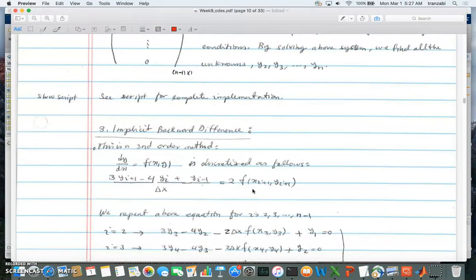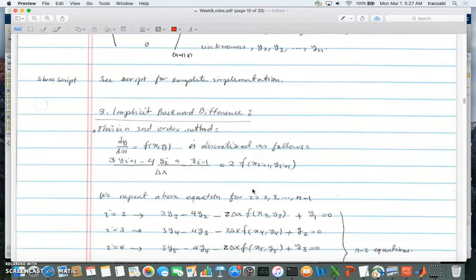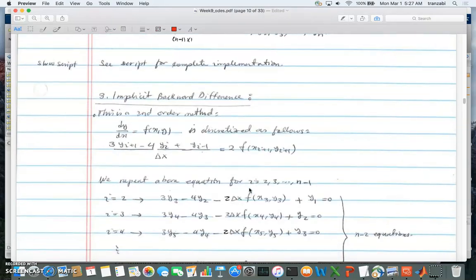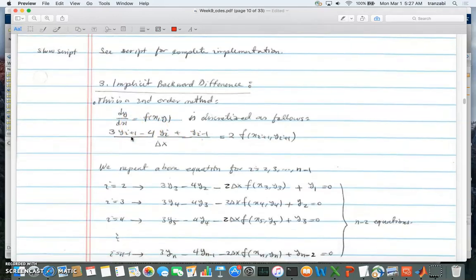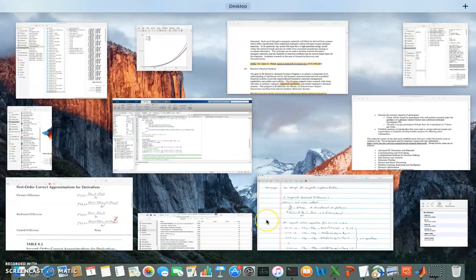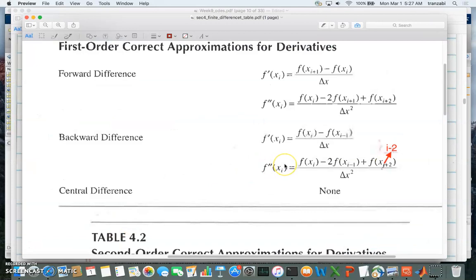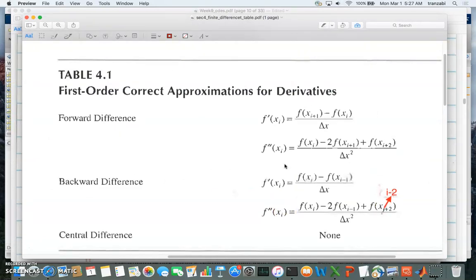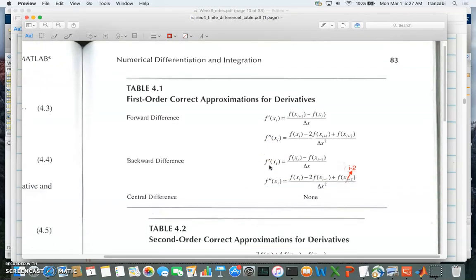So now let's look at implicit backward difference. This is another implicit method. So this time, instead of using Adams-Moulton, I'm using another scheme to discretize the differential equation. I'm going to use a table to discretize my dy dx. There's a table that I already posted on Blackboard. This is the summary of the derivatives. And there are two tables here in this PDF.